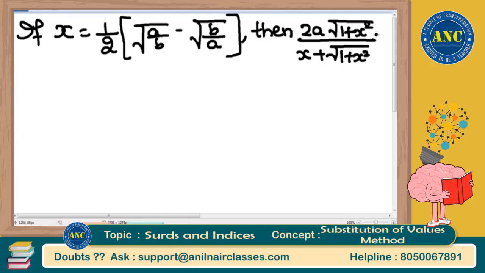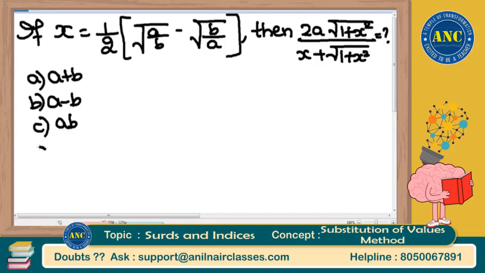I need to find this value, and your answer options are: first option a plus b, second option a minus b, third option a into b, fourth option a power b. Now listen carefully. Same logic I will implement, because the question is given in terms of square root. Square root is nothing but a perfect square. I will take some values inside the square root so that the square root of a perfect square will become a whole number.